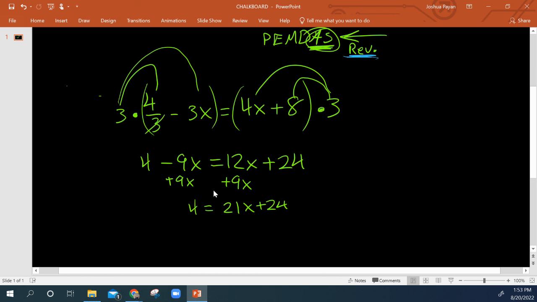Subtract 24 from both sides. I get negative 20 equals 21x. Divide by 21 on both sides. Negative 20 over 21 equals x.